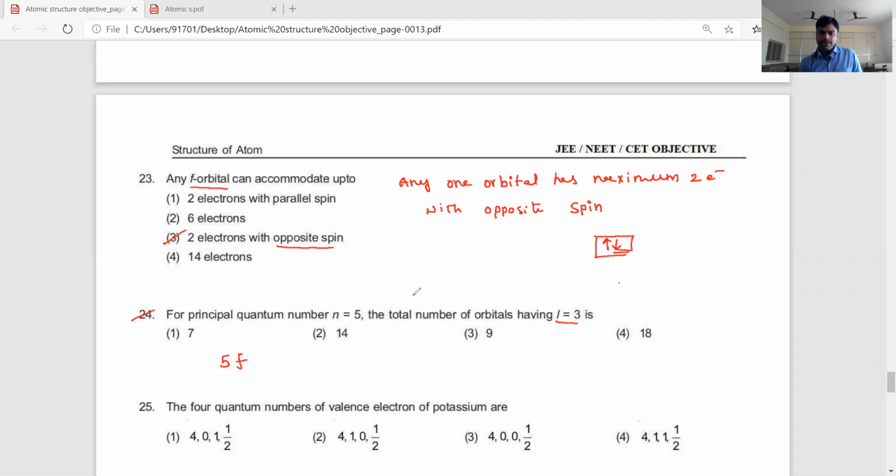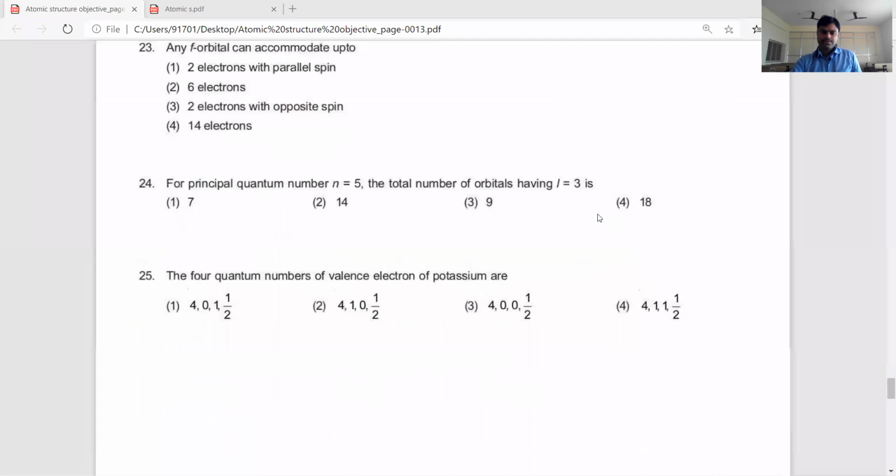In a 5f subshell, how many orbitals are present? The number of orbitals in a subshell is equal to 2l plus 1. Here L is equal to 3. 2 into 3 plus 1 is equal to 7. So the answer is the first one. Okay, clear? Next, 25th.